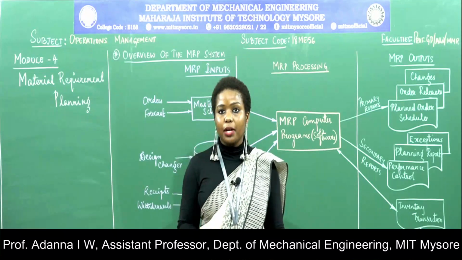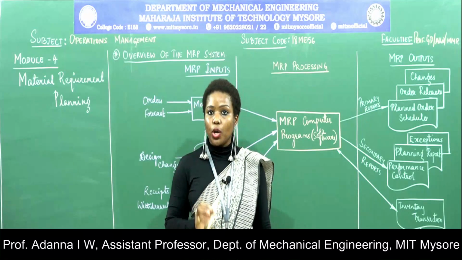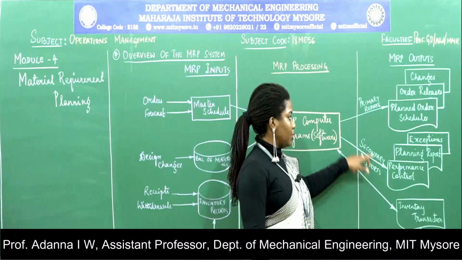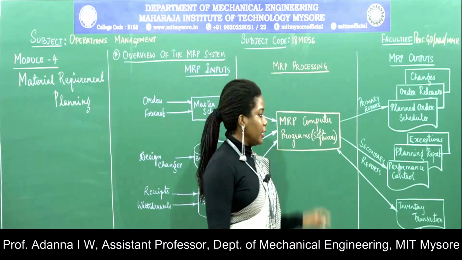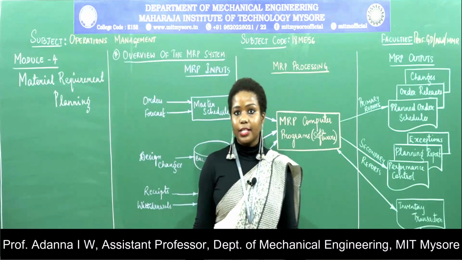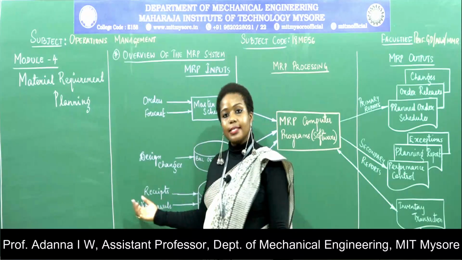Are we able to meet the production schedule as planned? Are we falling back anywhere? What should be the changes that are made? That will be informed in the secondary reports. And finally, it tells us the inventory transactions that are taking place. Inventory transactions, that means what is the receipt?